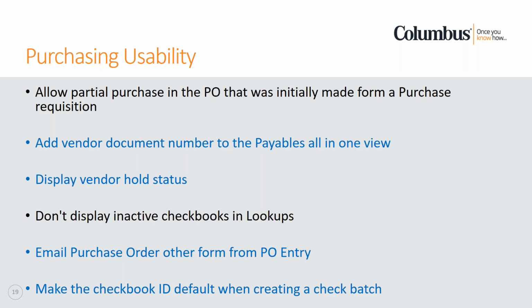The next one, which we'll take a look at in the live software, they've added the vendor document number to the payables all-in-one view. And if you're not using the payables all-in-one view, or the receivables all-in-one view, or the inventory all-in-one view, you might want to take a look at that. It's a really nice way to look at the data that's already in the system.